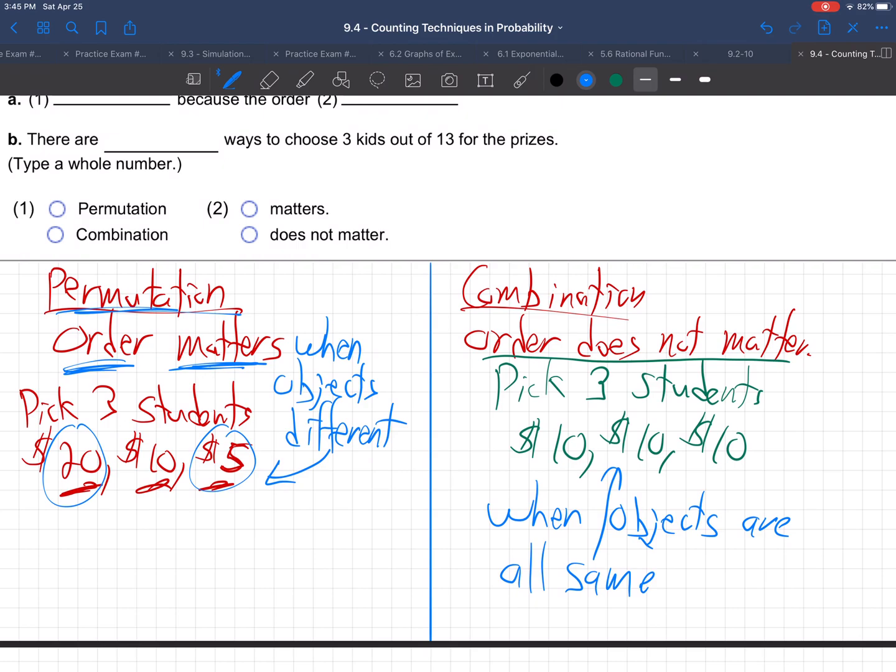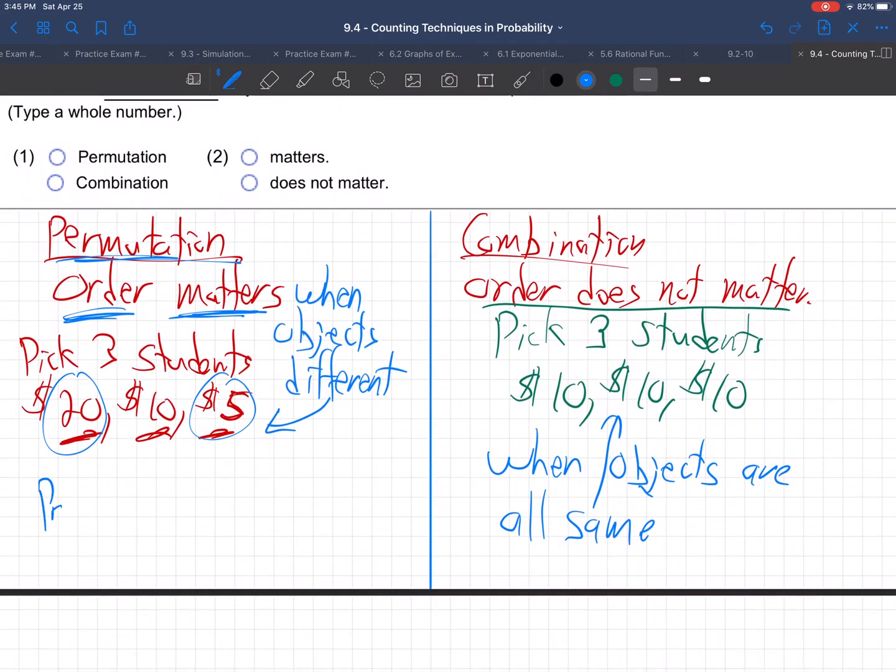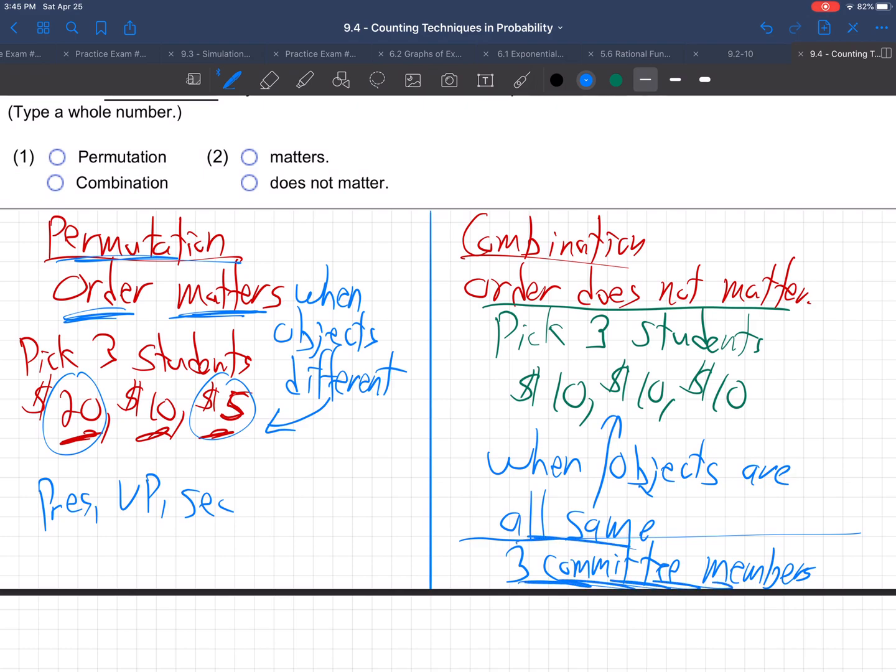Permutations, order matters because the prizes are different. We care what order something's done in. So that would be like picking a president, a vice president, and a secretary for a club. Whereas over here, this would be like picking 3 committee members, because they're just all committee members. It doesn't matter who's first, second, or third. They all have the same level, same prize, same object. Whereas over here, president, vice president, secretary, those are different. So the order matters. That's what we're talking about.